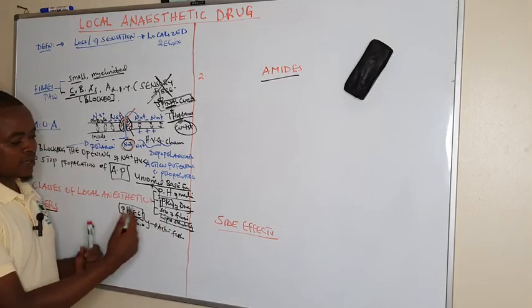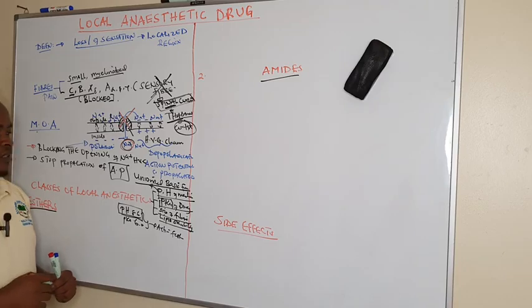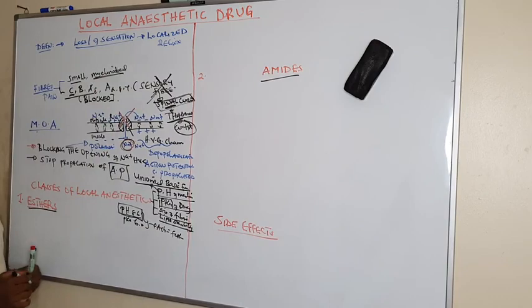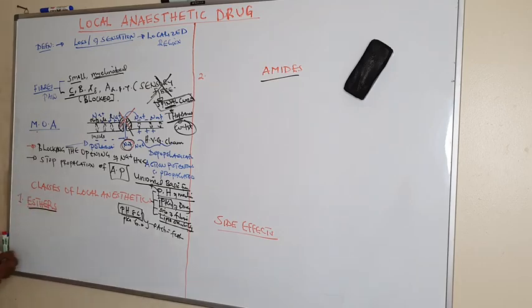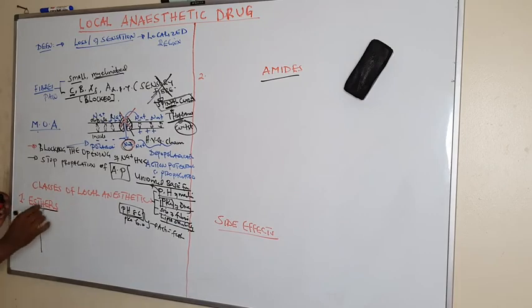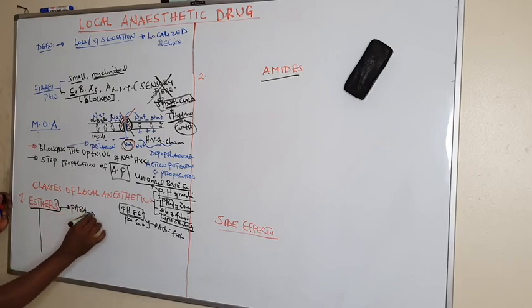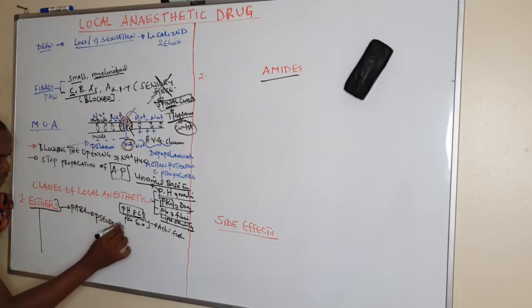Then we said the size: the smaller the fiber, the faster the transmission or the blockade. Then also lipid solubility, that's why we see myelinated fibers blocking faster compared to non-myelinated neurons. So after seeing that, let us look at the different classifications. These esters are degraded in the body to produce PABA metabolites. And this degradation is done by an enzyme known as pseudocholinesterase.